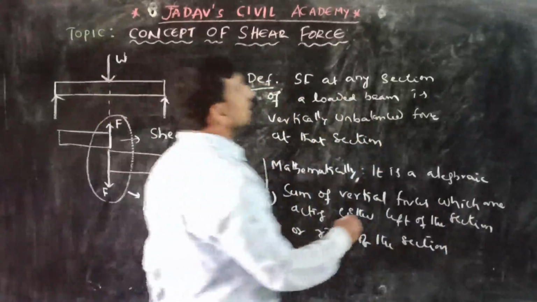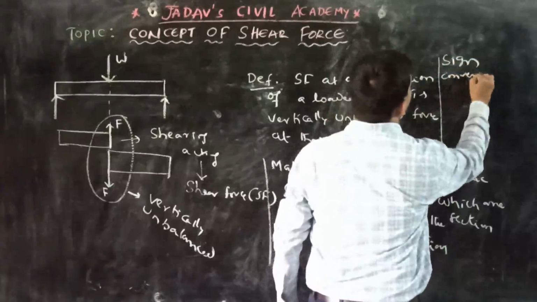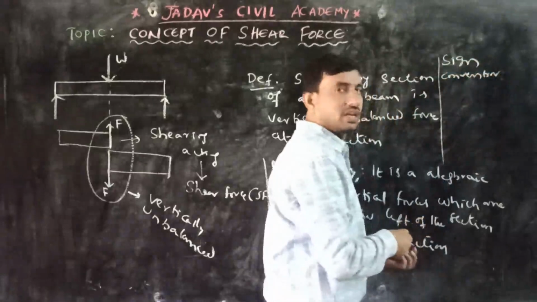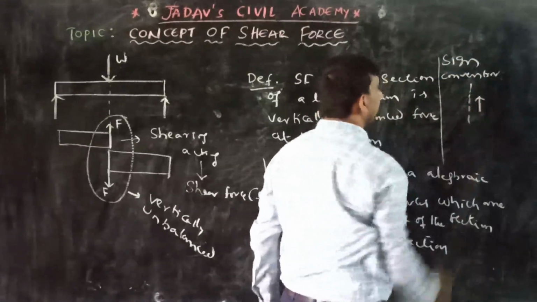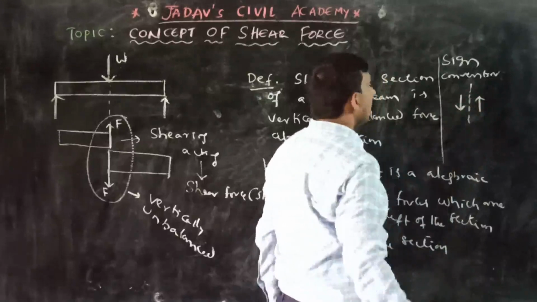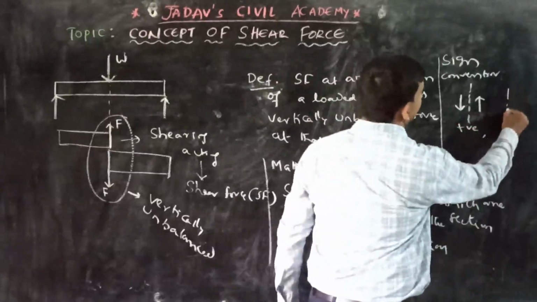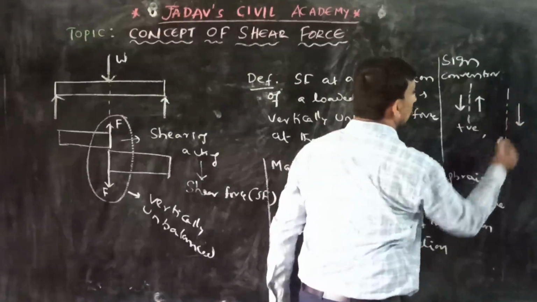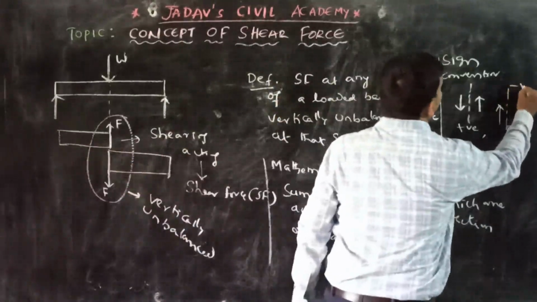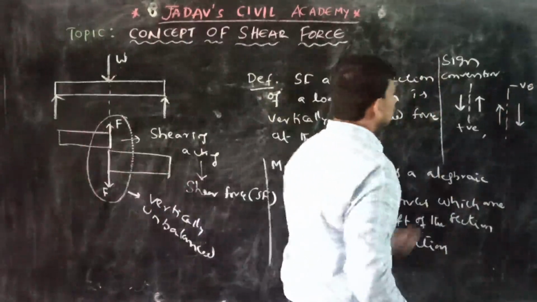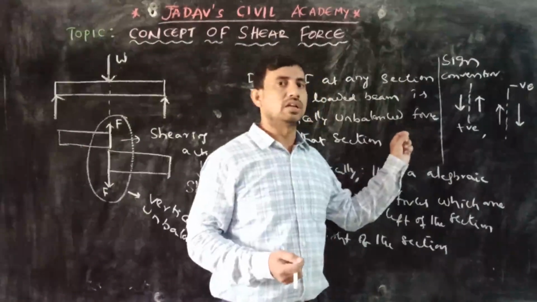So let us take the sign convention for calculating this shear force. Let us take a section here. If any force is acting on the section right side upward and left side downward, I will consider it as a positive shear force. Or if any force is acting right side downward and left side upward, the forces are considered as negative forces. Right? So with this concept, let us discuss one small problem on how to calculate shear force at any section of a beam.